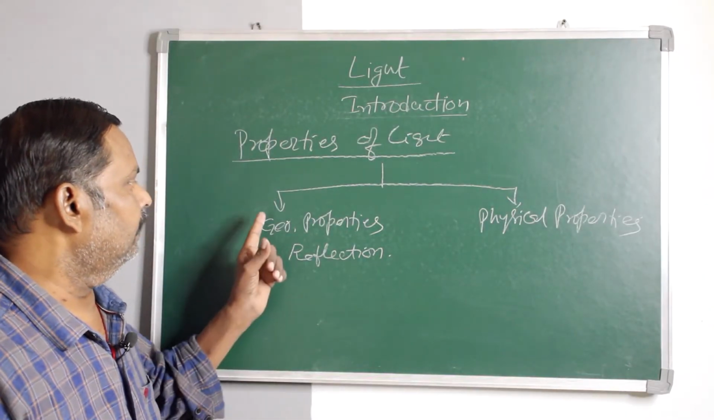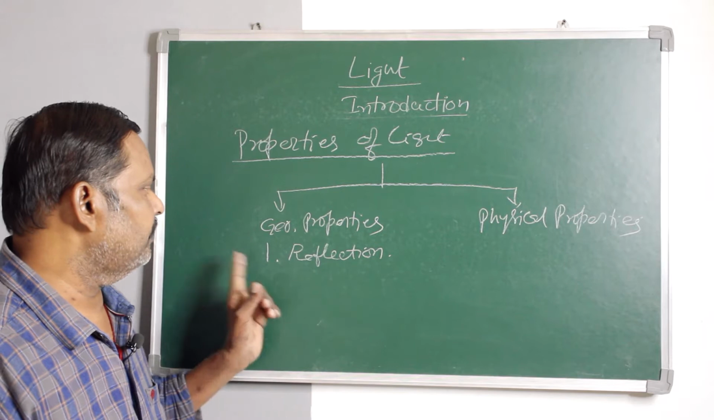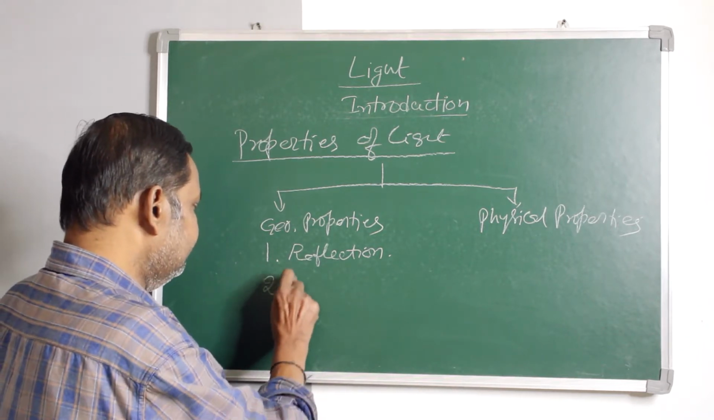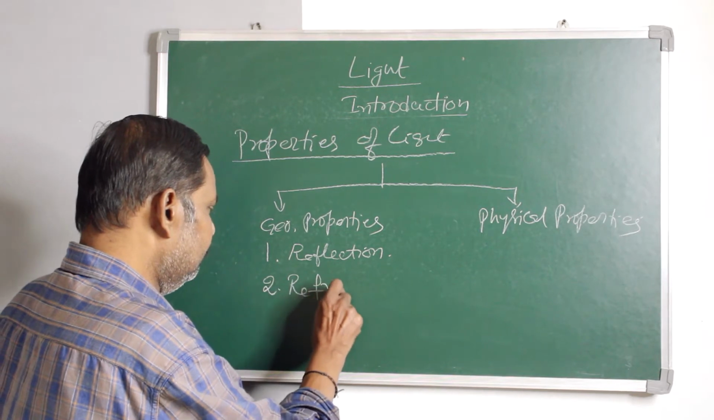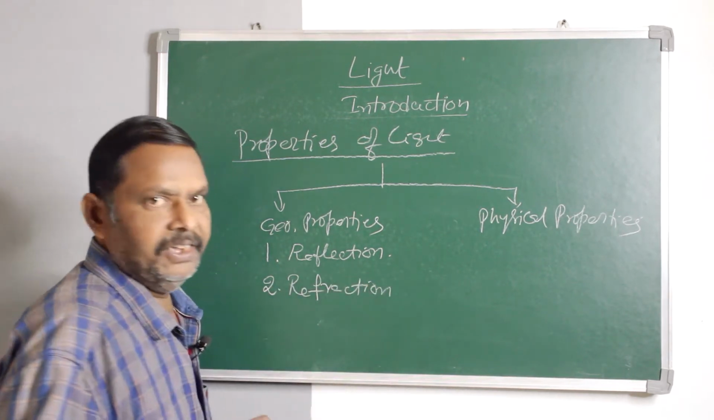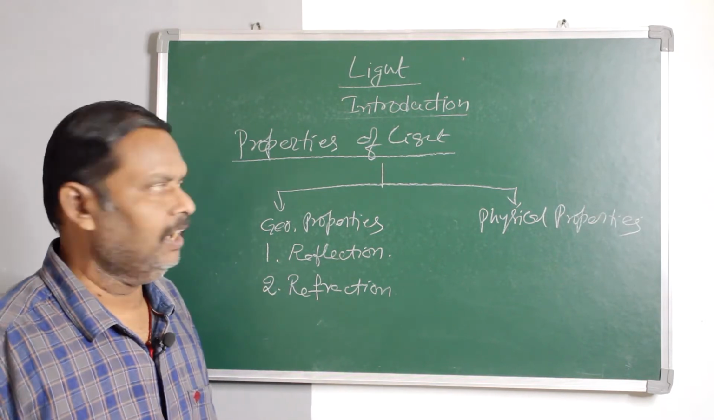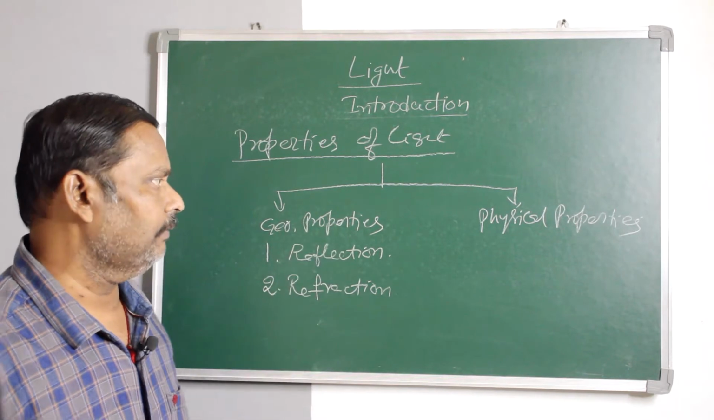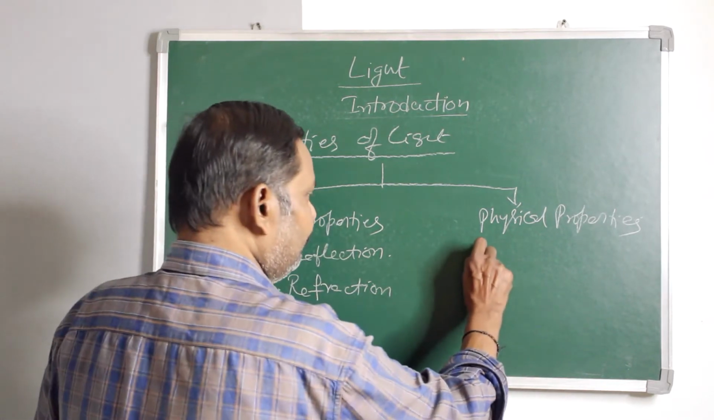So, the geometrical properties, first in the list is reflection of light, and second one is refraction of light. Reflection and refraction are the geometrical properties of light. And what are the physical properties? There are three physical properties.